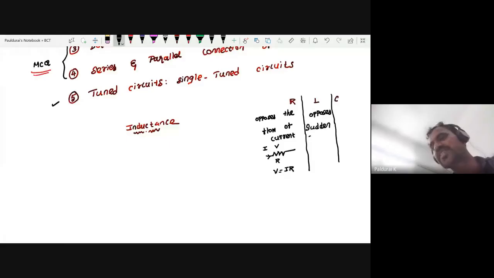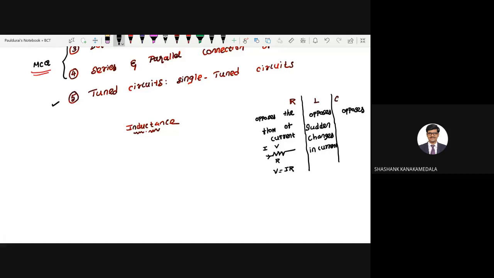In current, right, so this is very important. What do you mean by capacitance? Capacitance is a property of a metal that opposes, here the keyword, sudden changes in voltage.